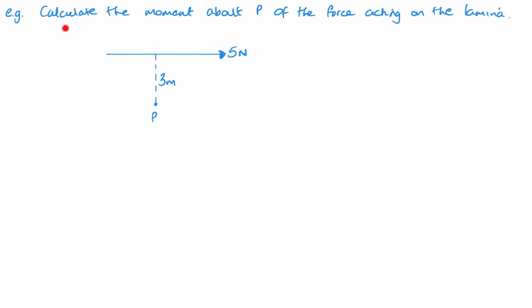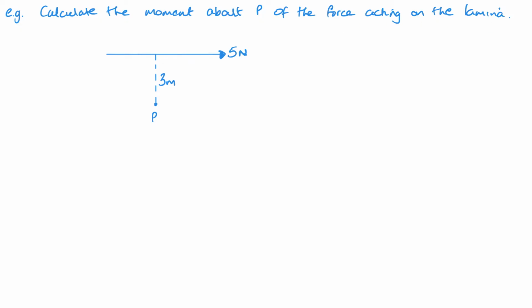So here my example is just to calculate the moment about P of the force acting on the lamina. So just a reminder, a lamina is just an object which has area but negligible thickness. So like a piece of paper, its mass is distributed evenly across a flat surface. Okay, although actually it doesn't have to be evenly, I don't think. It would usually say a uniform one if it meant evenly, but it's distributed across a flat surface.